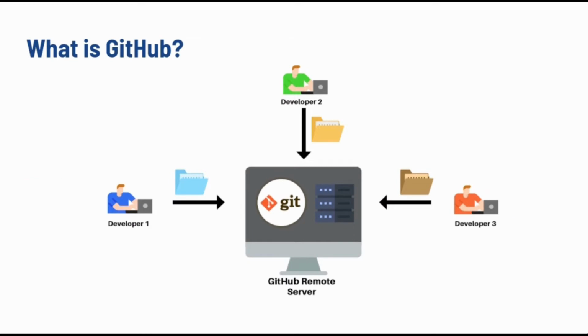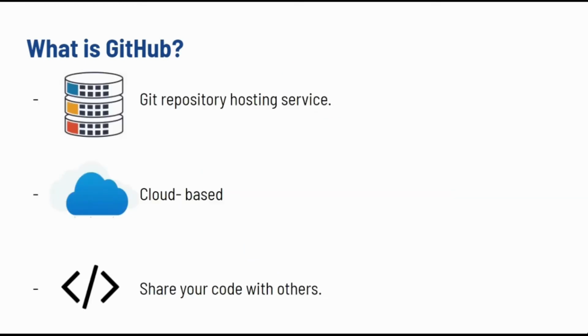As we now know what Git is, Git is a distributed version control system used for source code management. GitHub is a remote server for this source code management. All the team members of a project can connect to a Git server for this specific repository using GitHub. GitHub is designed as a Git repository hosting service and is exclusively cloud-based. You can share your code with others, giving them the power to make revisions or edits.